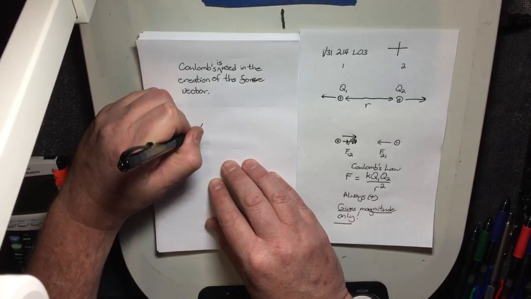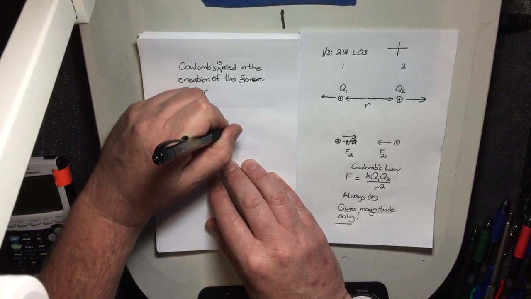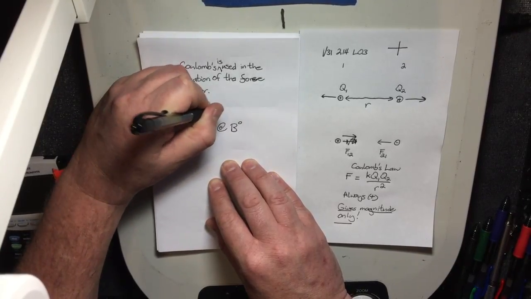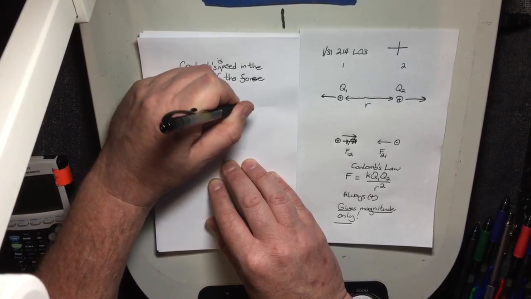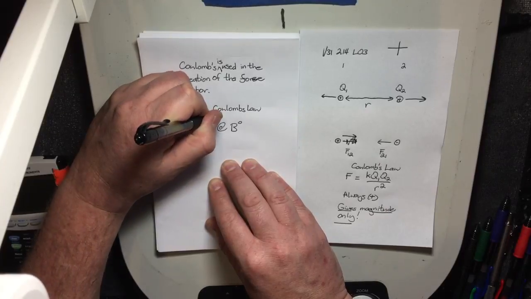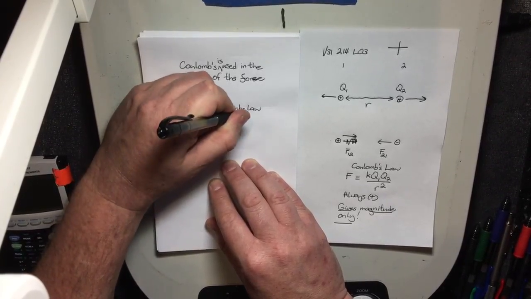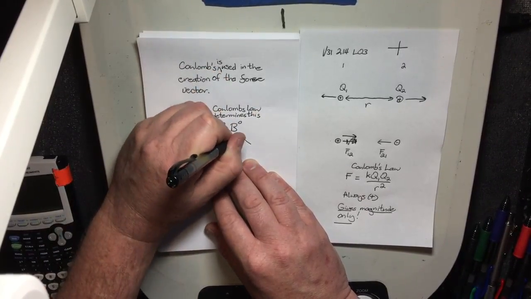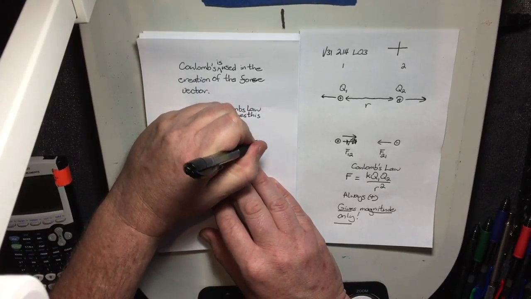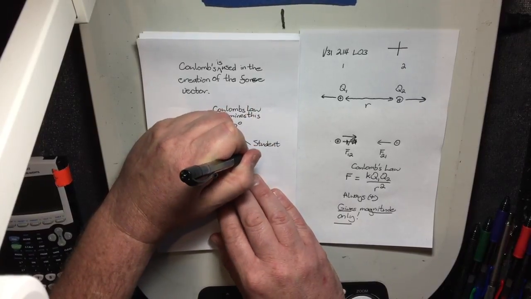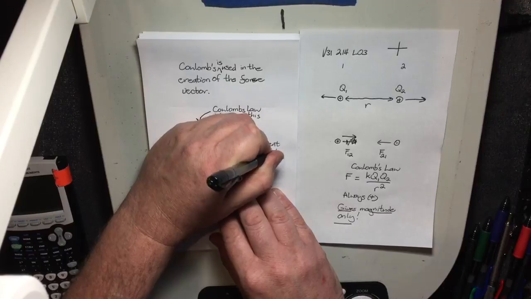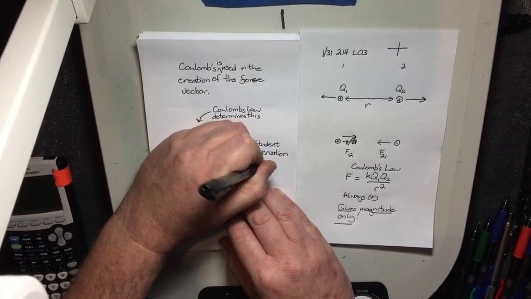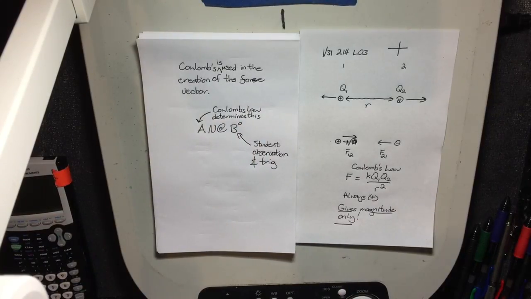So when we have, like say, A newtons at B degrees, the Coulomb law determines this, and the B part, student observation and trig. So Coulomb's law plays no part in the direction of that force. You determine the direction of that force through observation, basic knowledge of trig, that kind of stuff.